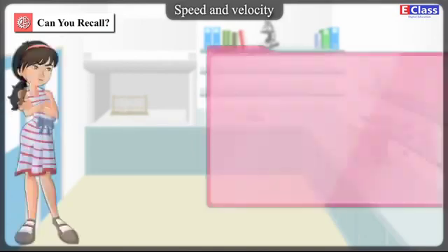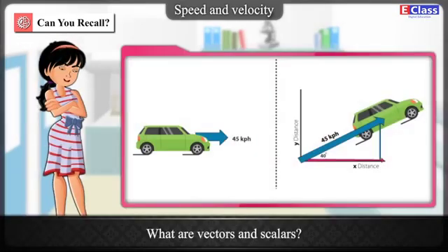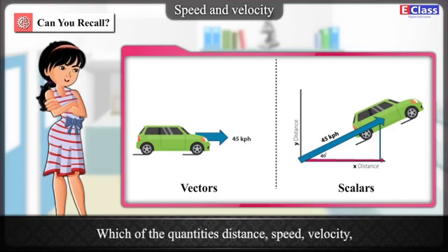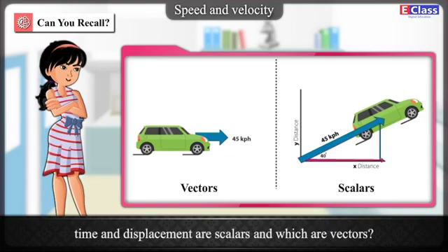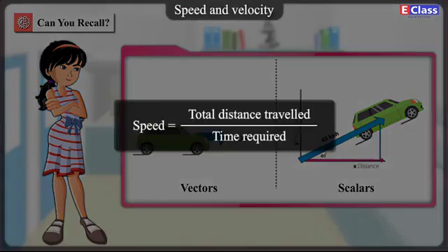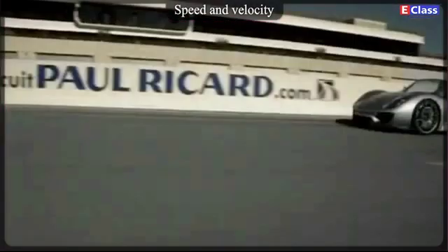Speed and velocity. Can you recall? 1. What are vectors and scalars? 2. Which of the quantities distance, speed, velocity, time, and displacement are scalars and which are vectors? Speed is equal to total distance travelled upon time required.